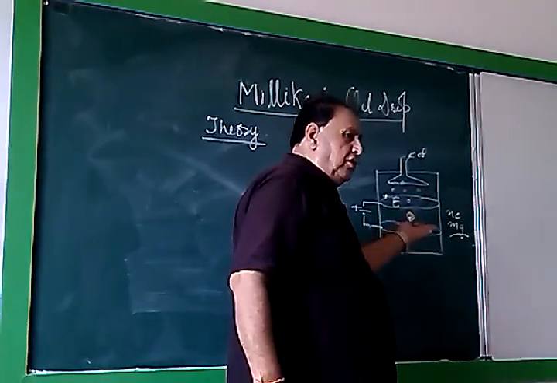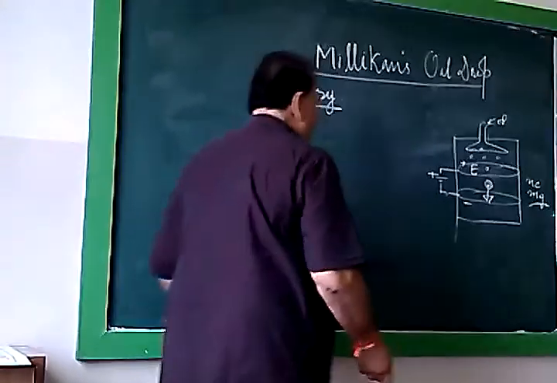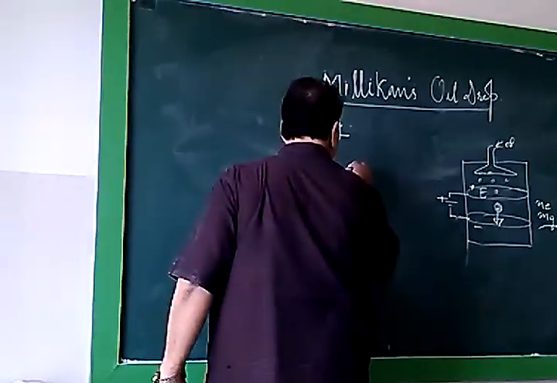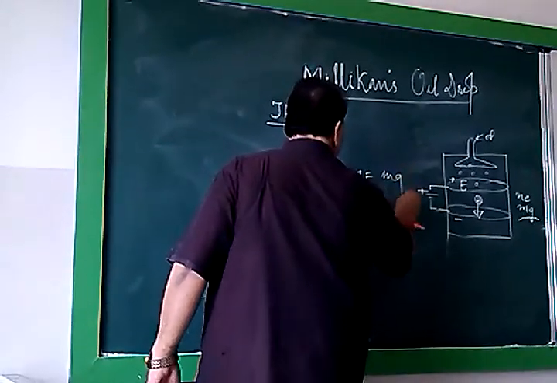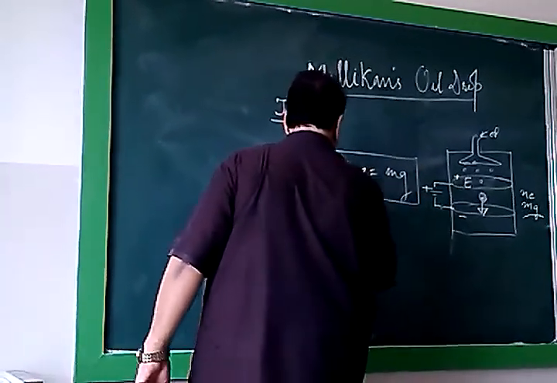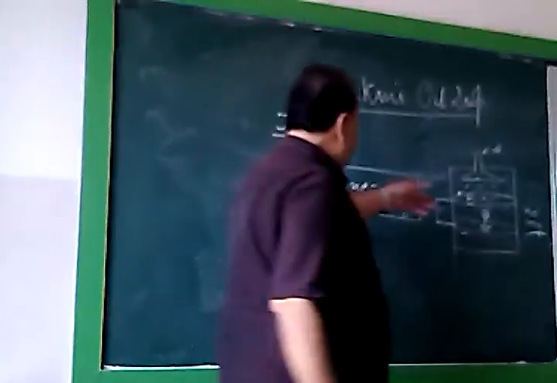It means the force with which it is going up is equal to the weight. The force with which it is going up is what? E into Ne. And what is the weight? mg. This is the basic equation. What is E? E is the electric field between the two plates.